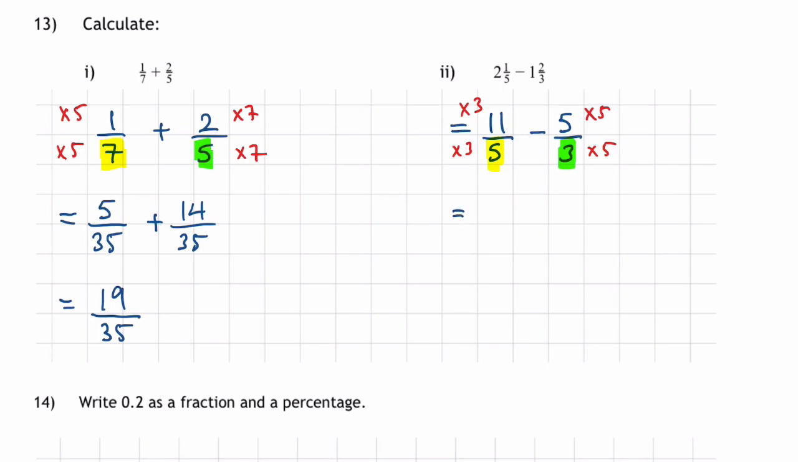When I do that, obviously the 3 times 11 is 33 and 3 5s are 15. I am subtracting the 25. Final answer therefore is 8/15.